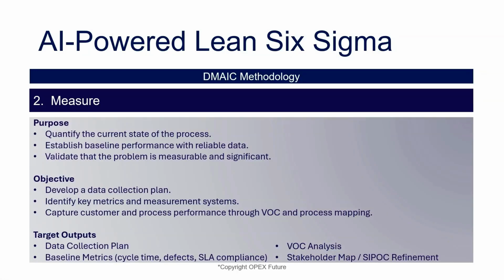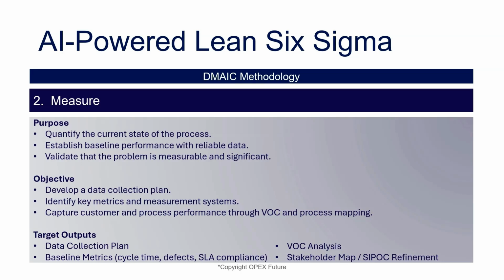Welcome to AI Power Lean Six Sigma, and we'll continue right now with our demand methodology, proceeding into the measure phase. Right here, we have the purpose, objective, and target outputs that we'll look at for this measure phase. Purpose: we're here to quantify the current state of the process, establish baseline performance with reliable data, and validate that the problem that we've already cited in the define phase is measurable and significant.